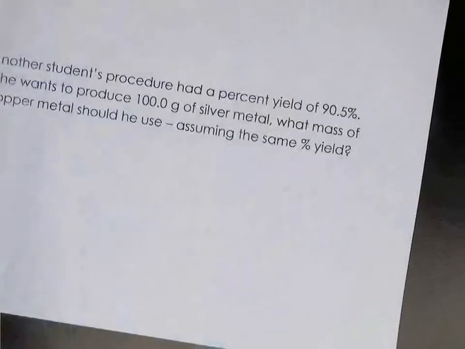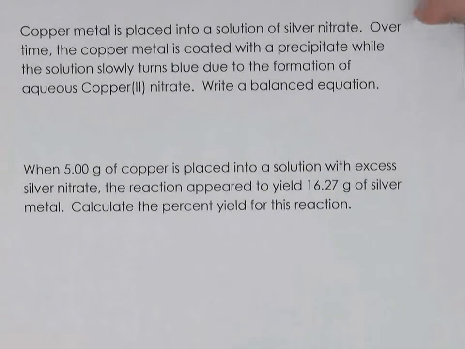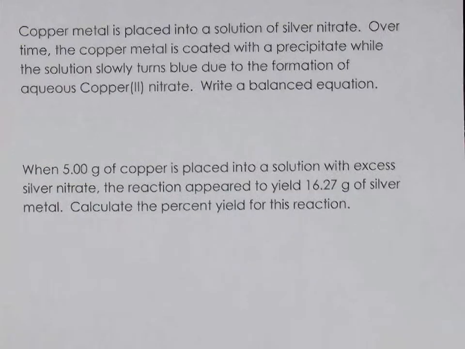Alright, let's see if you can take what we've just done and apply it yourself. So you could pause the video here and try this yourself. Let's start with a word equation, and you need to write a balanced chemical equation based on this. So copper metal is put into a solution of silver nitrate. Over time, the copper metal gets coated with a precipitate, and the solution turns blue due to the formation of aqueous copper 2 nitrate. Now, what would this equation be?